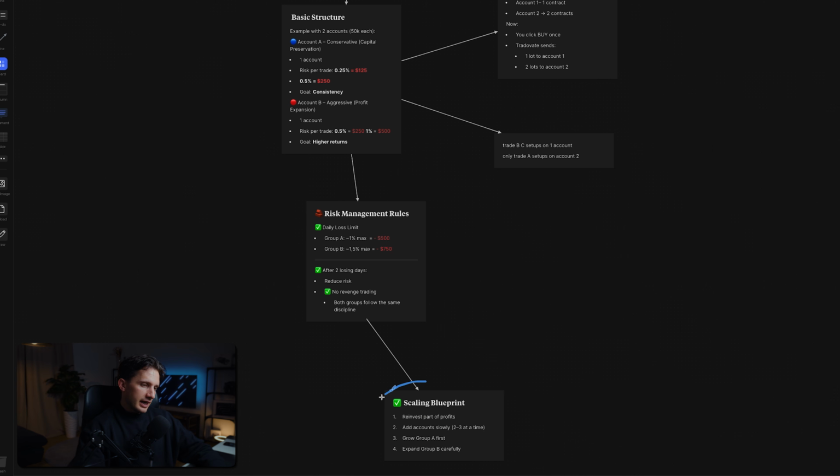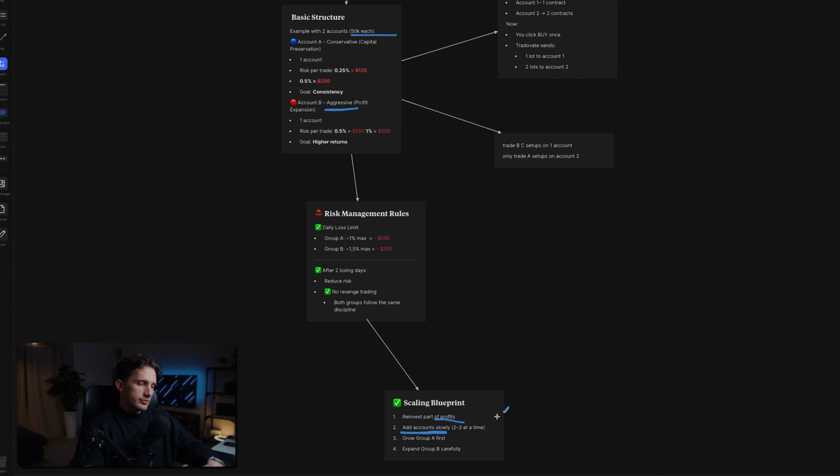Now how we can scale this whole scenario is if we get payouts. So let's say the aggressive one goes really well, right? And we get the first payout on 50k. The maximum payout you can take is $2,000. So what you should do now is reinvest part of the profits to buy other prop challenges. You should definitely add accounts slowly, 2 to 3 at a time.